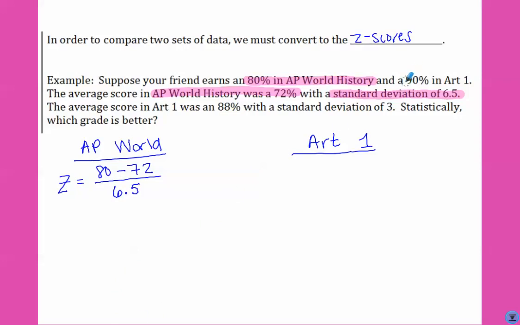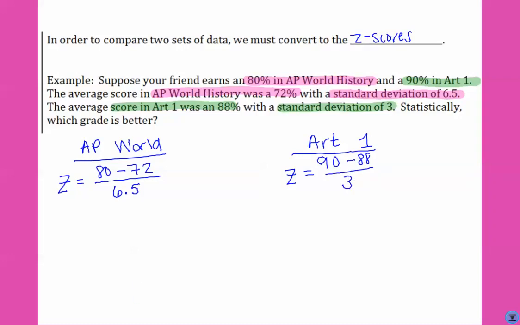For Art 1, your friend got a 90. The average score is 88, and that has a standard deviation of 3. So our Art 1 z-score is going to equal 90 minus 88 over 3.